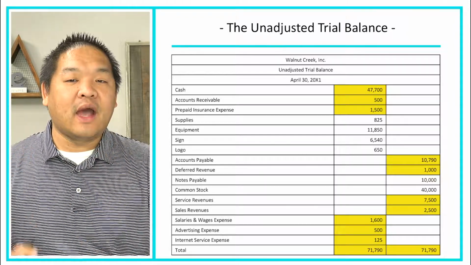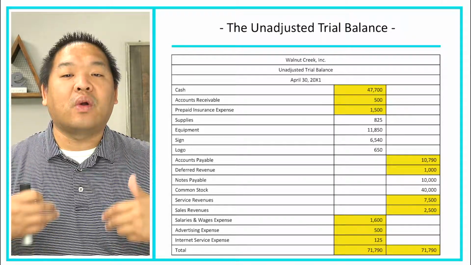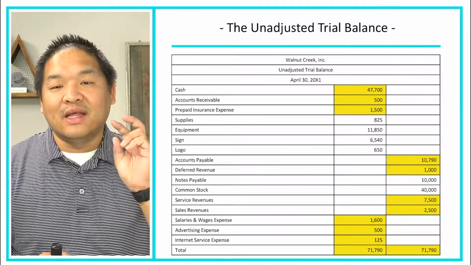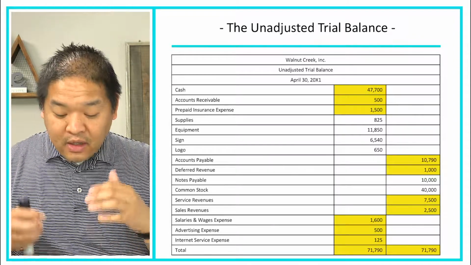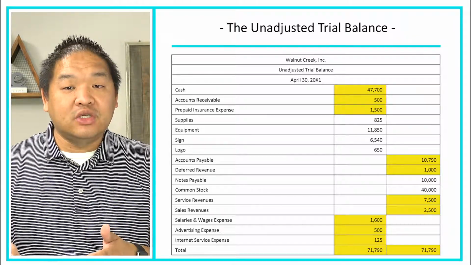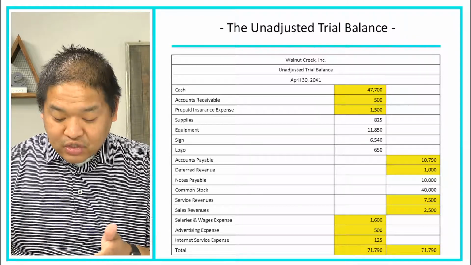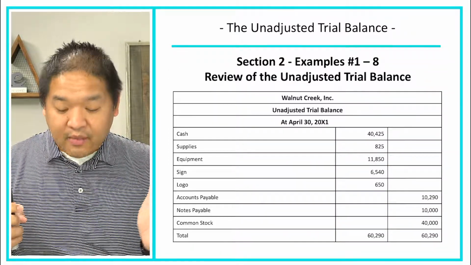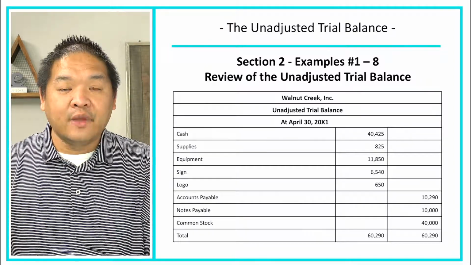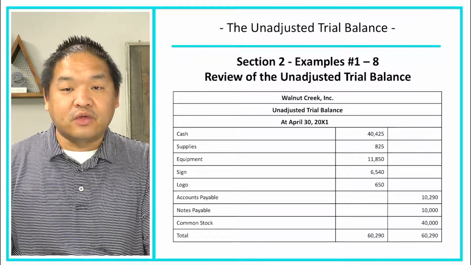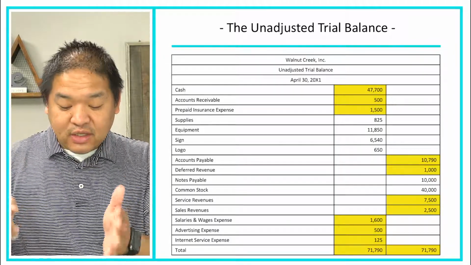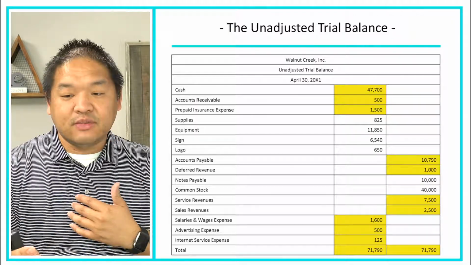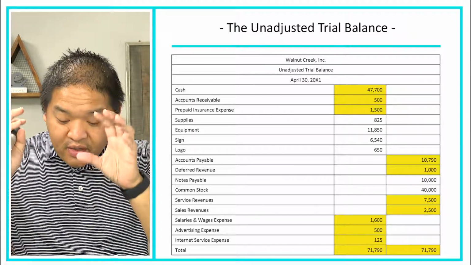Notice that everything in yellow are things that were changed or added in this section because of the 8 transactions that we did in the last 2 lessons. So everything that is not in yellow is just a copy job from last section's trial balance. So the 825 in supplies, I can actually go look at last section's trial balance and see that supplies was 825. Notice here cash is 40,425, but at the end of this section it's now gone to 47,700. Why? Because we brought in some revenues, we had some expenses that increased the cash amount. So that's what we're seeing here.